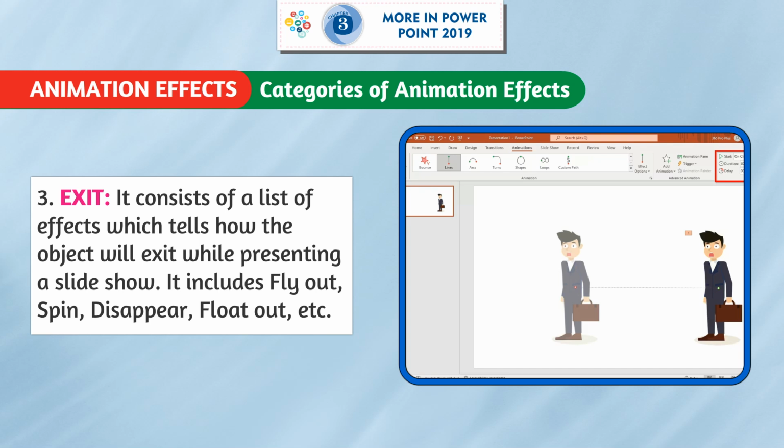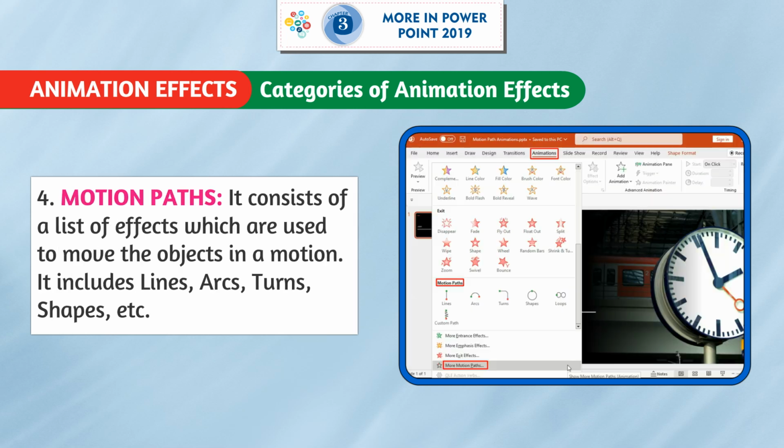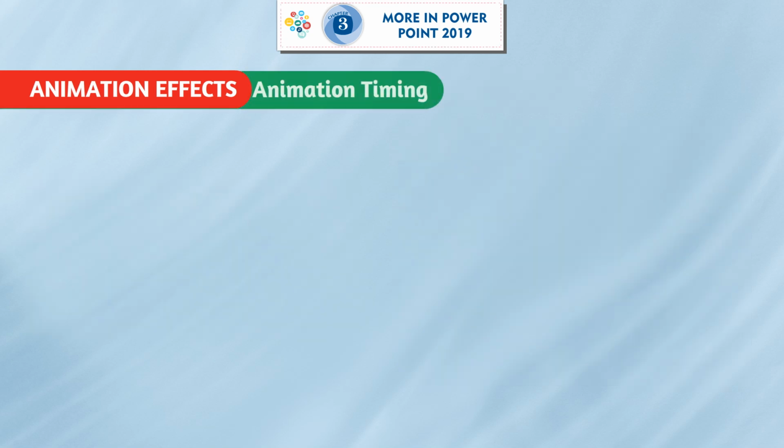3. Exit. It consists of a list of effects which tells how the object will exit while presenting a slideshow. It includes fly out, spin, disappear, float out, etc. 4. Motion paths. It consists of a list of effects which are used to move the objects in a motion. It includes lines, arcs, turns, shapes, etc.